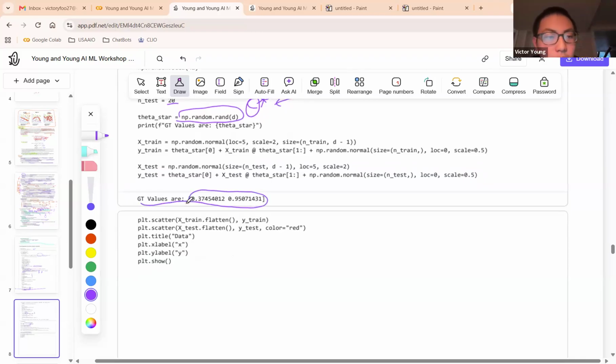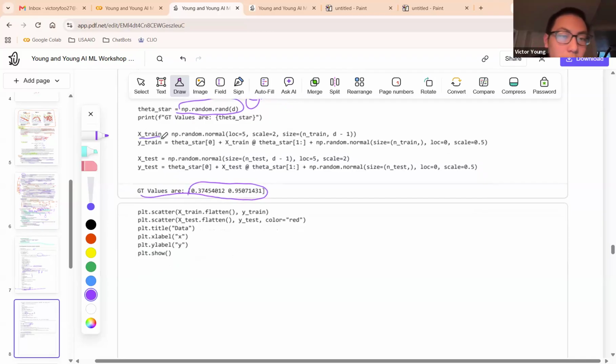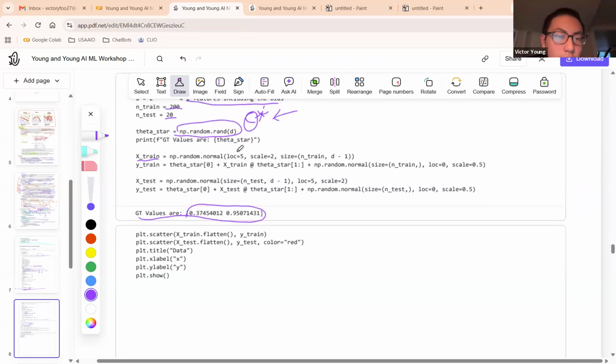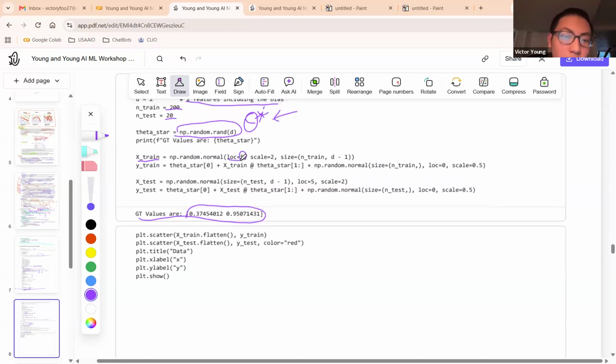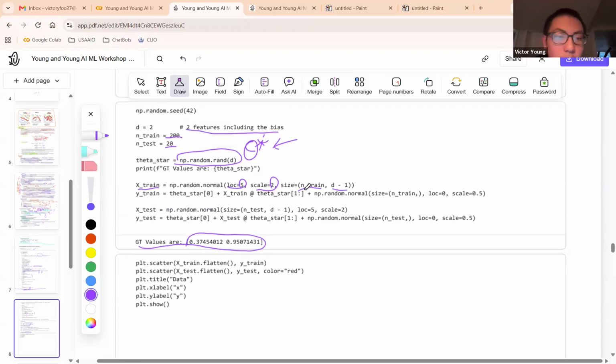Let's also generate some X train. X train is just the feature. Let's say it has a mean of 5 and a standard deviation of 2. You can see the size is n train by d minus 1, and that is exactly what we derived last time, right? The data. Because I have 2 features including the bias, the X train is actually just 200 rows by 1. It just has a number, maybe like 1.1, 2 point something, whatever. And the mean is 5, standard deviation is 2.